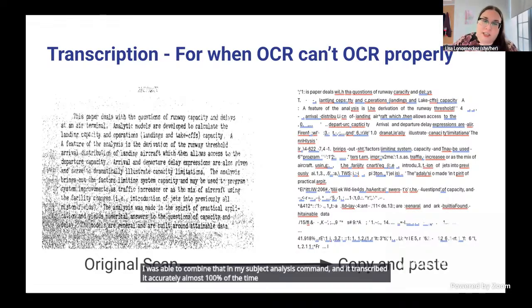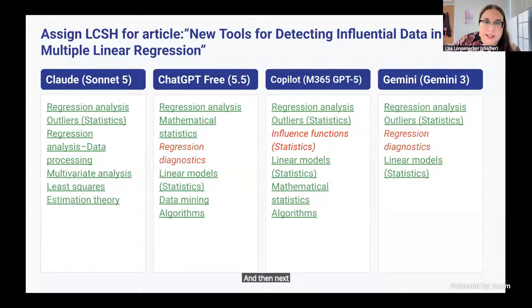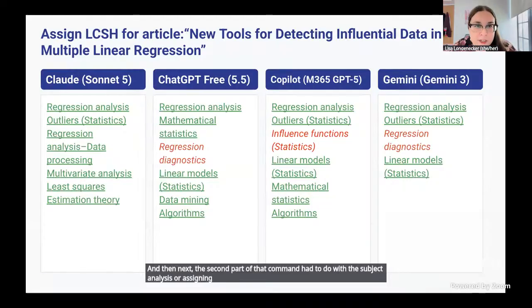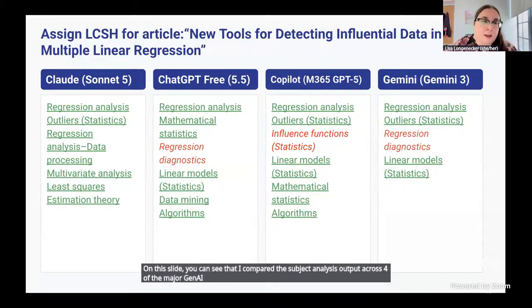So this saved me a lot of manual effort. And then next, the second part of that command had to do with the subject analysis, or assigning those Library of Congress subject headings. On this slide, you can see that I compared the subject analysis output across four of the major Gen AI chats. I tried Claude, ChatGPT, the free model, Copilot, and Gemini.